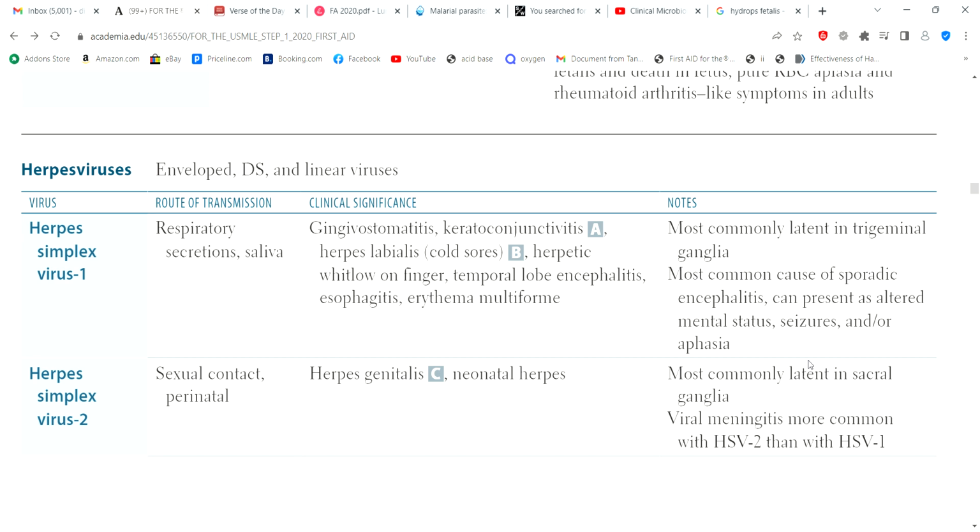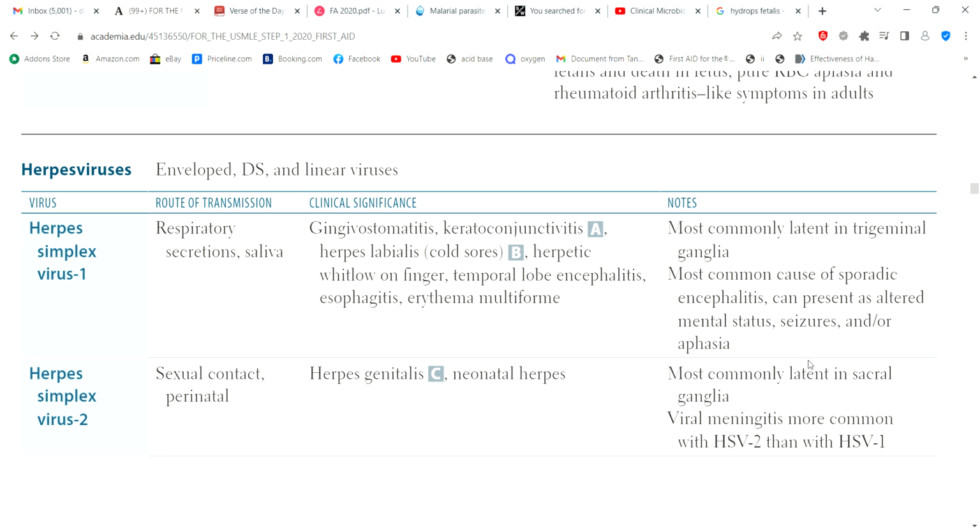Okay, what you have to know is herpes simplex 1. The route of transmission is through respiratory secretions and saliva. HSV1 causes gingivostomatitis, keratoconjunctivitis, herpes labialis, which is cold sores, and then herpetic whitlow on the finger, temporal lobe encephalitis, esophagitis, erythema multiforme. The node is most commonly latent in trigeminal ganglia.